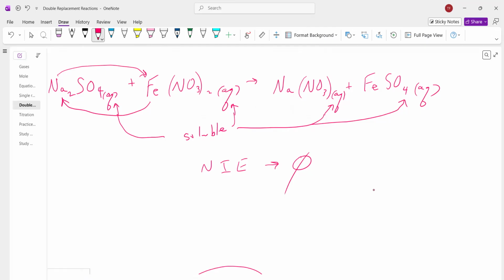Same thing. So sometimes you get a solid, sometimes you don't. No solid, no net ionic equation. Only if the compound produces a solid, liquid, or gas. Okay, so is this starting to click? We're just setting up new combinations and seeing what happens.